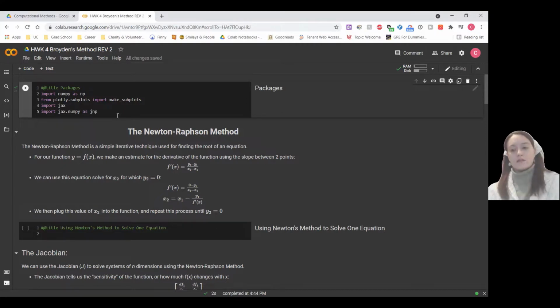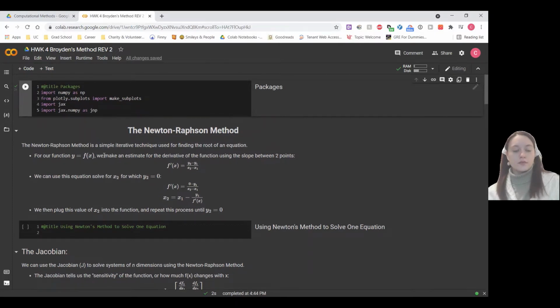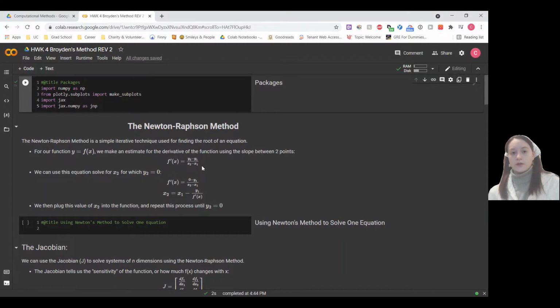So now that we have all the packages we're going to need, I'm first going to explain the simplest method for finding the root of a function, which is the Newton-Raphson method. The Newton-Raphson method is a simple iterative technique where we're basically assuming that the slope of the function between 2 points is a straight line. So for example, if we have the function y equals f of x, we make an estimate for the derivative of that function by using the slope between 2 points. So it's our simple y2 minus y1 over x2 minus x1 is our estimate for the derivative.